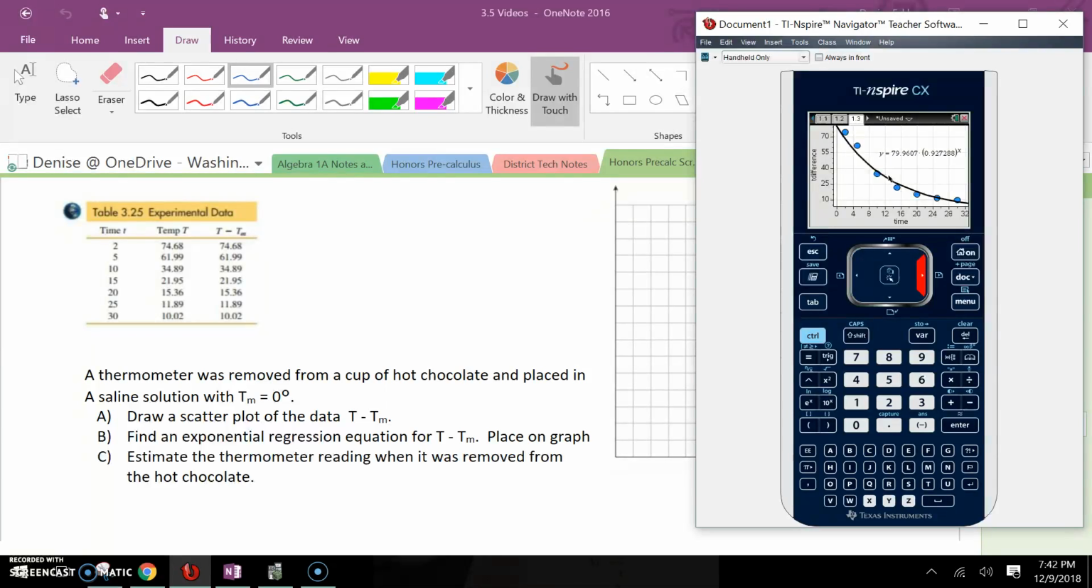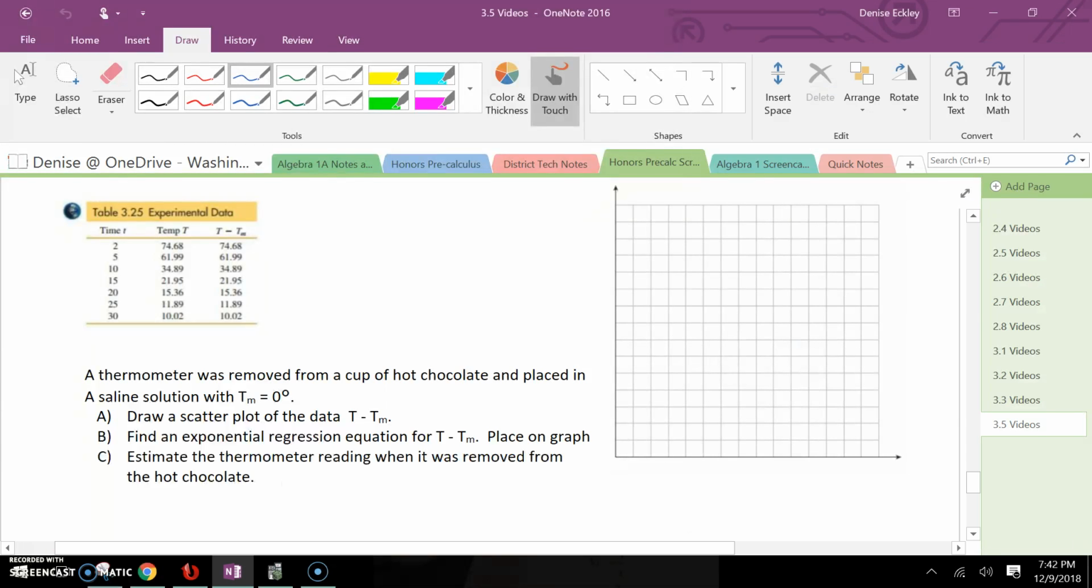So we can see our regression equation is y equals 79.9607 times 0.927288 to the x power.